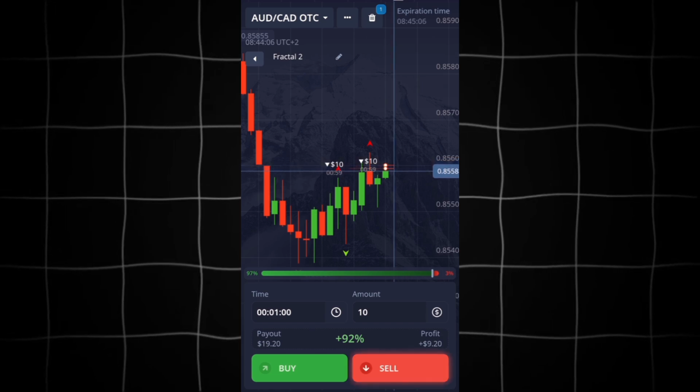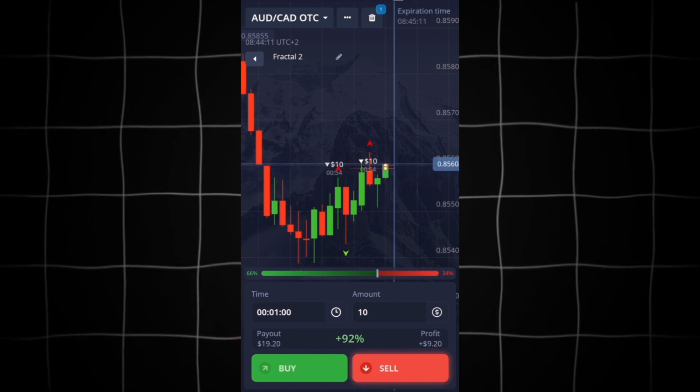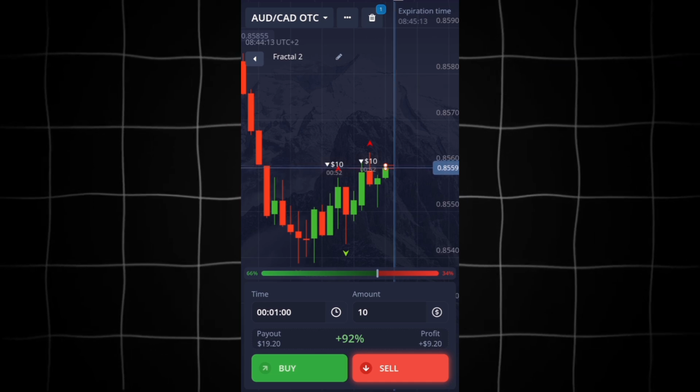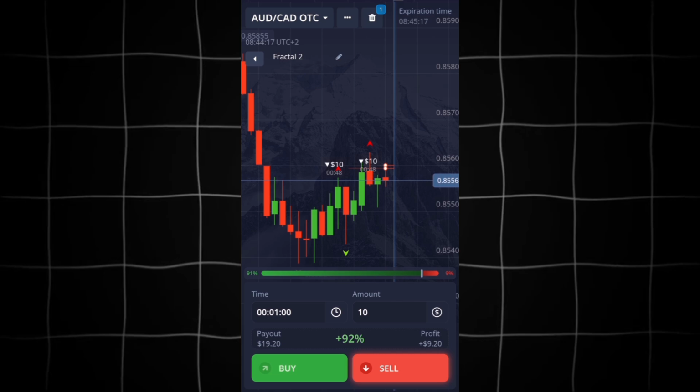A red arrow appeared at the top, indicating a bearish signal. In addition, this area is a round number zone, which provides extra confirmation for a downside move, so I decided to enter 2 sell trades.